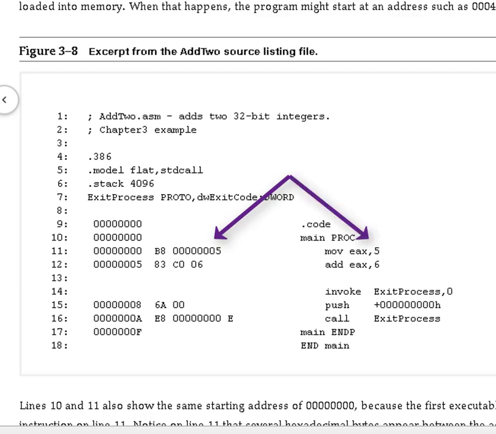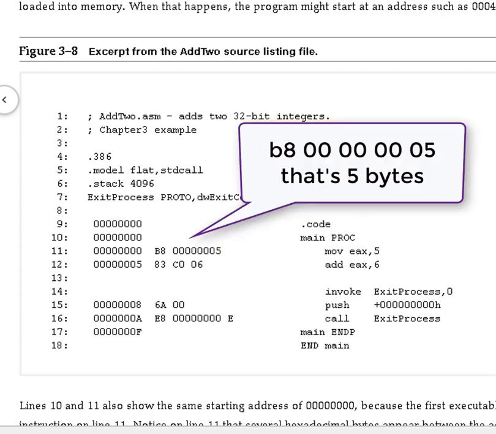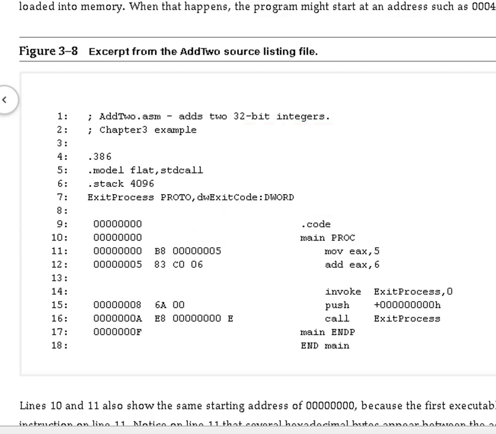Take a look at the source code. That's what the source code is saying. Look at the first instruction. It takes up 5 bytes. That means the next instruction is going to begin at address 00000005. And this instruction, the second one, takes up only 3 bytes. I know the text is talking about these. I just want to make sure that you're getting what it's saying.